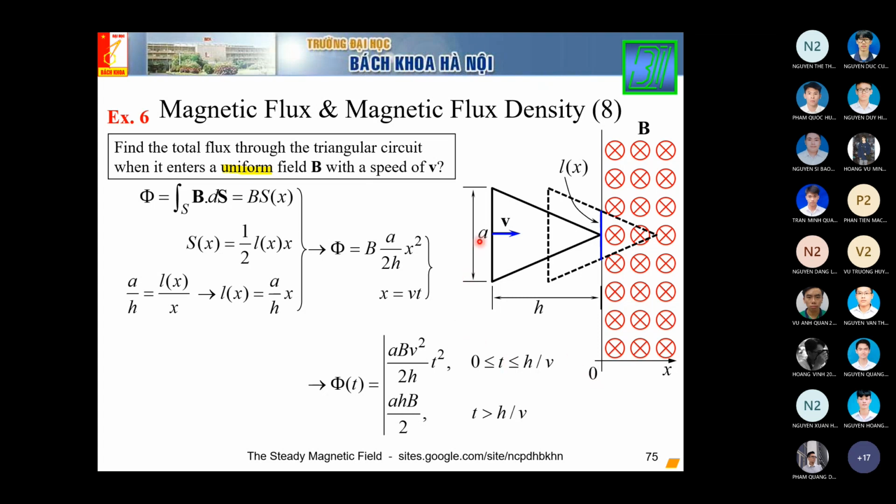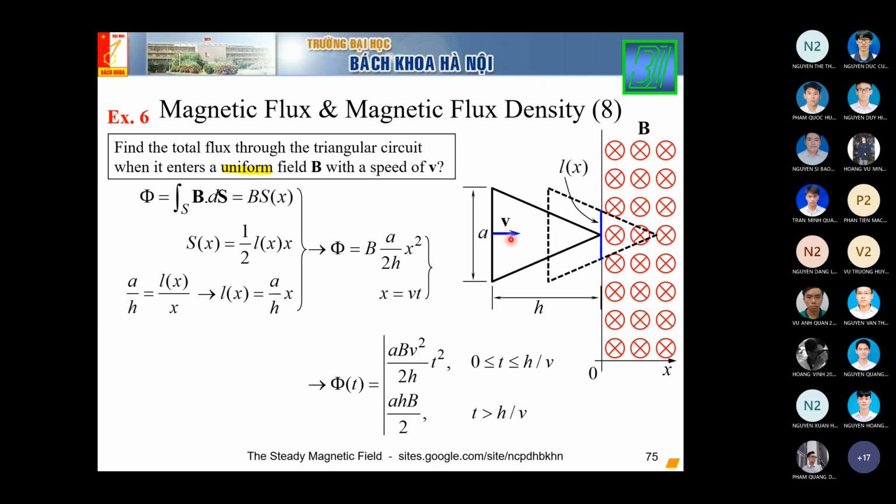This example is very simple. It will be a little more difficult if I change the direction of V. V here is perpendicular to the border. If I change the direction like this, so the entering angle is no longer 90 degrees, it is 60 degrees, for example, the problem will be a little harder.